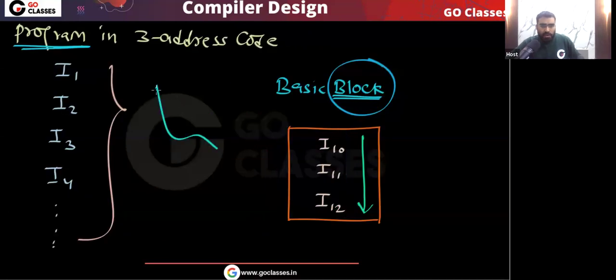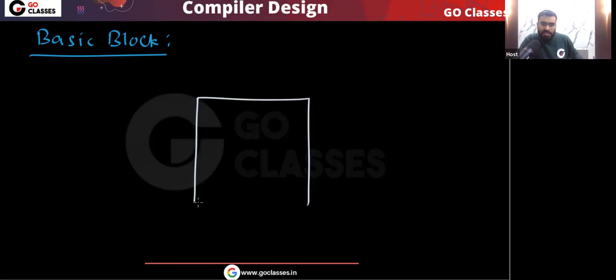You cannot directly go to I11. Without going to I10, you cannot go to I11. Is this clear? So very simple. So this is your basic block. So remember, basic block is like this. Okay, let's see the diagram of basic block. It will clear every concept. So basic block is basically a sequence of instructions.